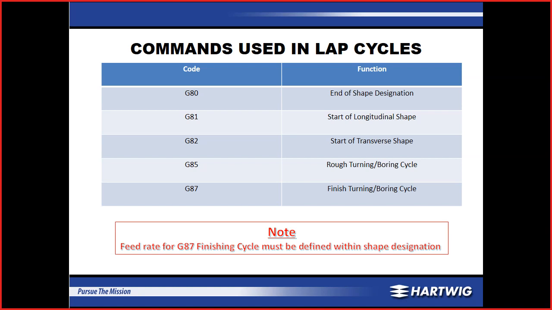G85 is a rough turning or rough boring cycle, and we will define within that G85 command a depth of cut, stock to leave for finishing, the starting point of our shape, and a feed rate for roughing. Then a G87 is going to be our finish turning and boring cycle. It's important to note on the Okuma control, we must define the feed rate for a finishing cycle within the actual shape definition. The machine will not recognize a feed rate on the G87 line for finishing.